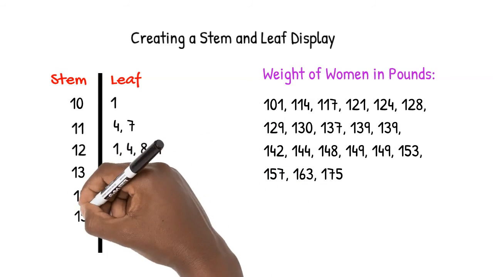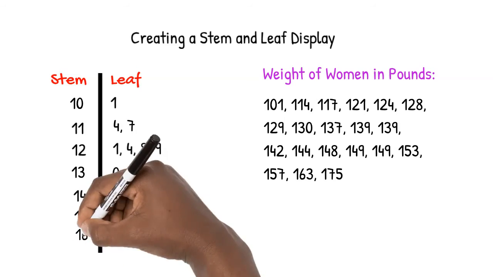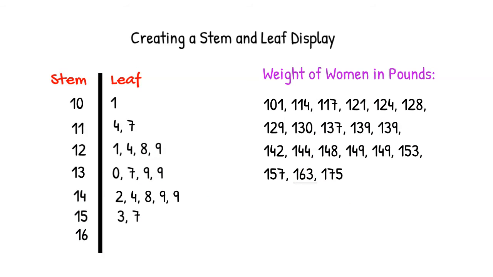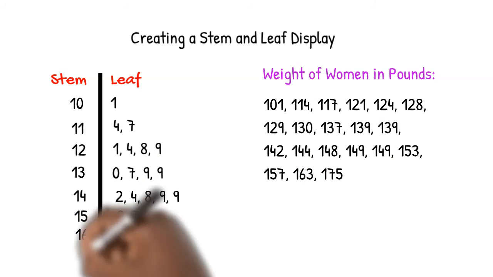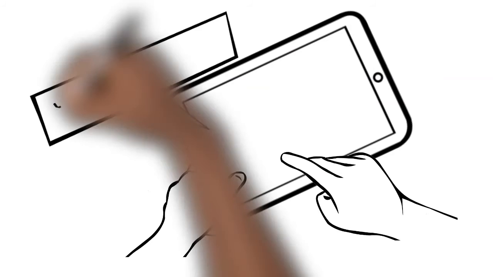With a stem of 15, the values in our leaf are 3 and 7. The stem of 16 has 1 leaf, 3. And the stem of 17 has 1 leaf, 5.